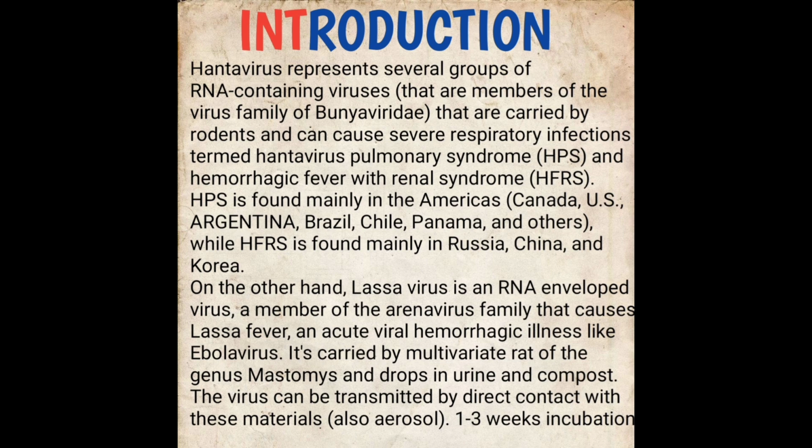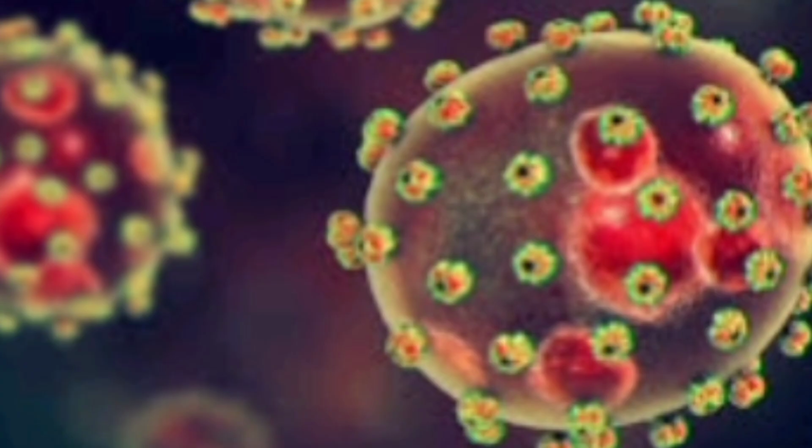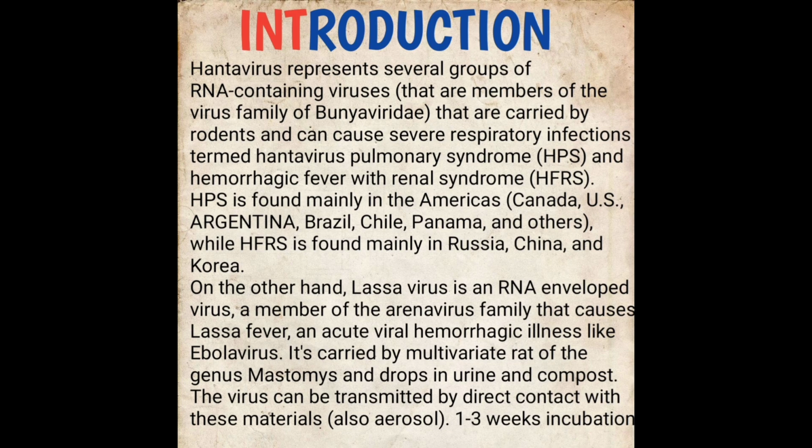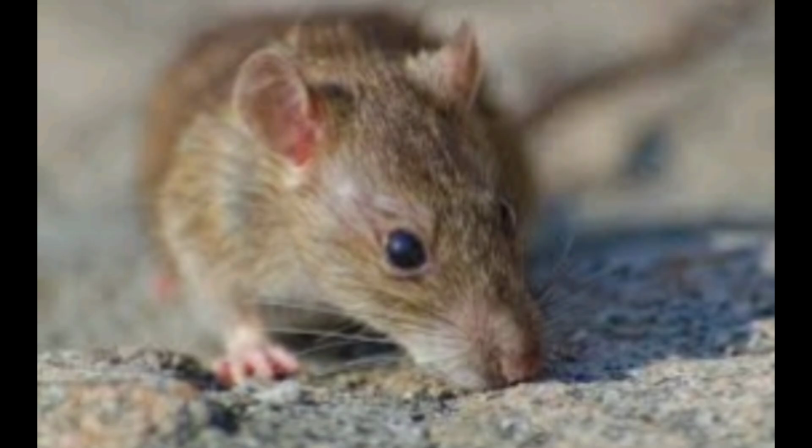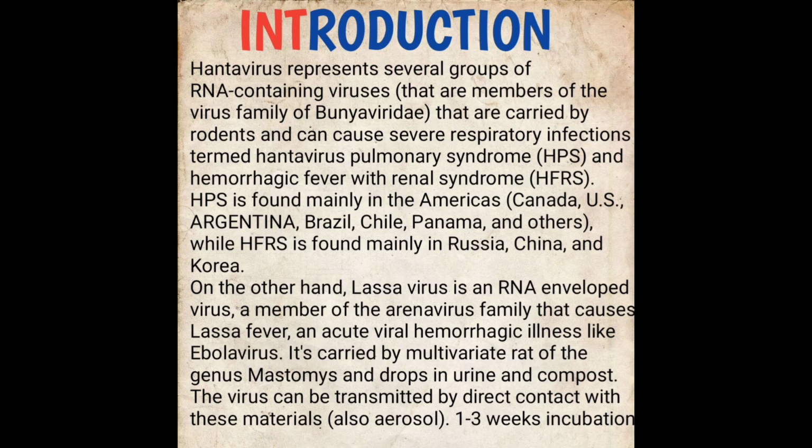On the other hand, Lassa virus is an RNA enveloped virus, a member of the arenavirus family that causes Lassa fever, an acute viral hemorrhagic illness like Ebola virus. It is carried by multimammate rats of the genus Mastomys, Mastomys natalensis, and drops in urine and droppings. These are where the virus resides. The virus can be transmitted by direct contact with this material and also through aerosol release.